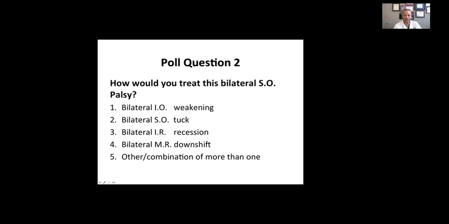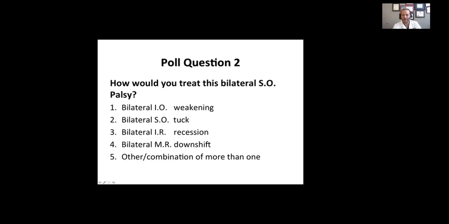So here's what all of us in the audience thought. What would you do? Well, bilateral inferior oblique weakening. It seems logical, right? Unilateral palsies, you typically weaken the inferior oblique. Bilateral palsy, why not weaken both inferior obliques? Superior oblique tuck, superior oblique is weak, why not tuck it? Inferior rectus recession, this is something we'll touch on because this is one of my favorite treatments.